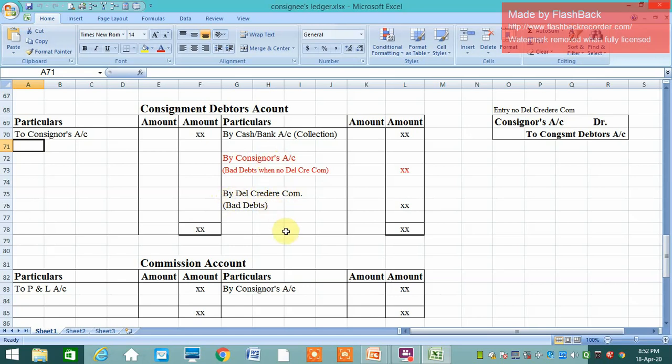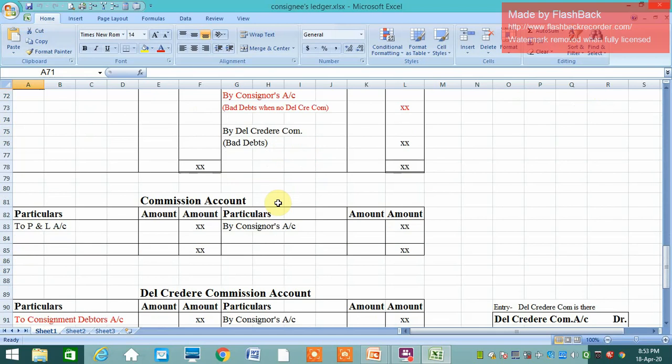for collection from debtors. It is given whenever goods are sold on credit basis. That time only this Del Credere Commission is given, and then bad debts become the responsibility of the consignee. That's why he will adjust those bad debts in his income, and that income is his Del Credere Commission. Okay, I hope the point is clear.